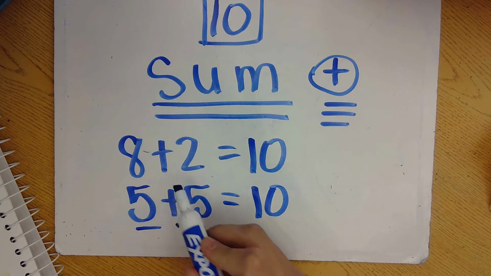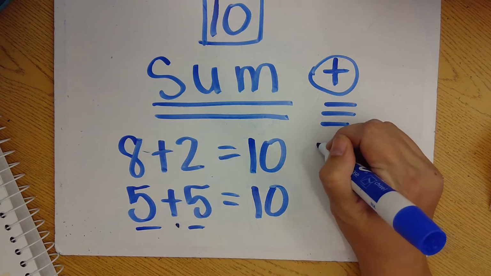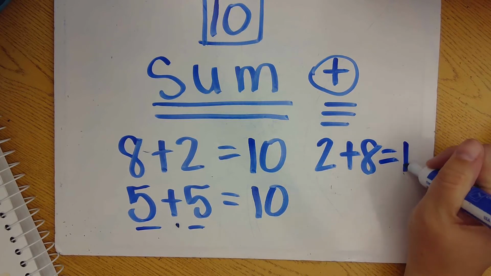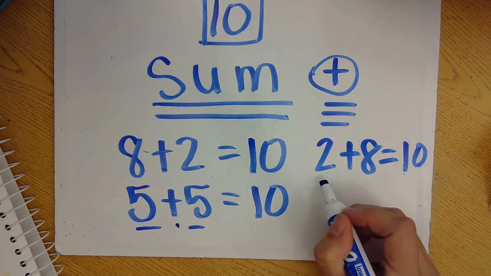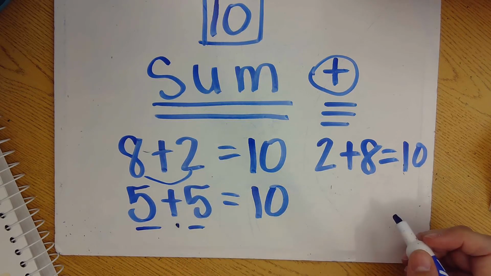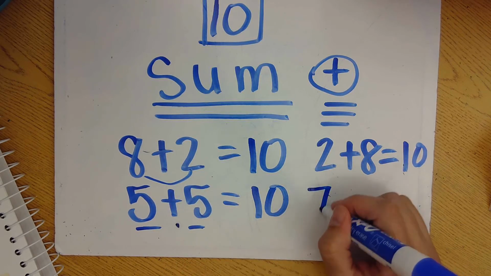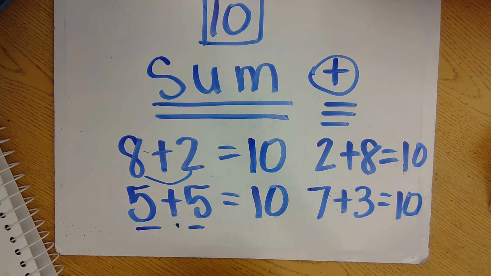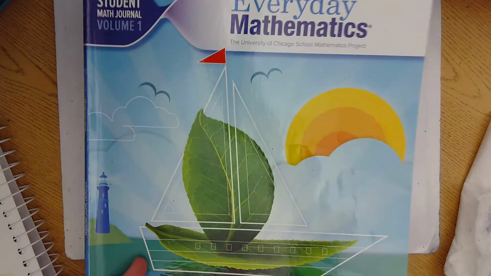If you have 8 plus 2 equals 10, 2 plus 8 equals 10 as well. So I can actually reverse these numbers to make a combination of 10. What about 7 plus 3 equals 10? There are many ways to make the number 10 by combining different numbers.